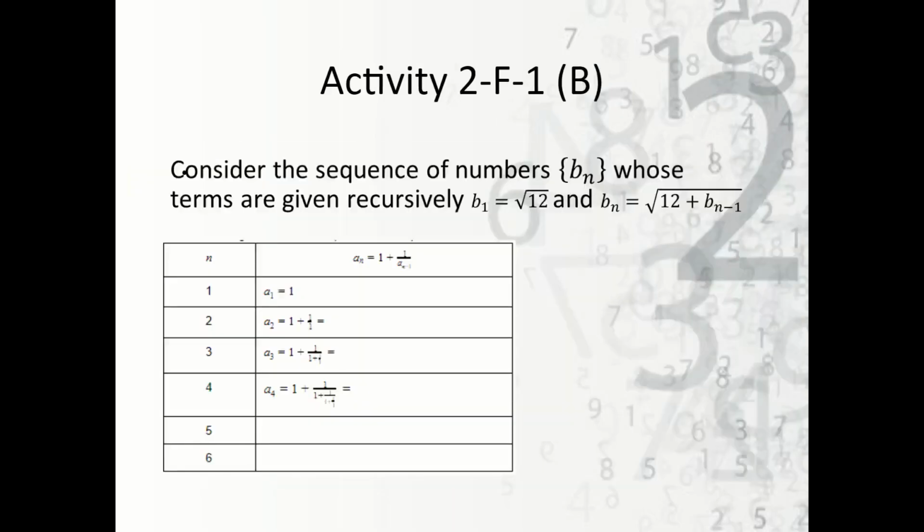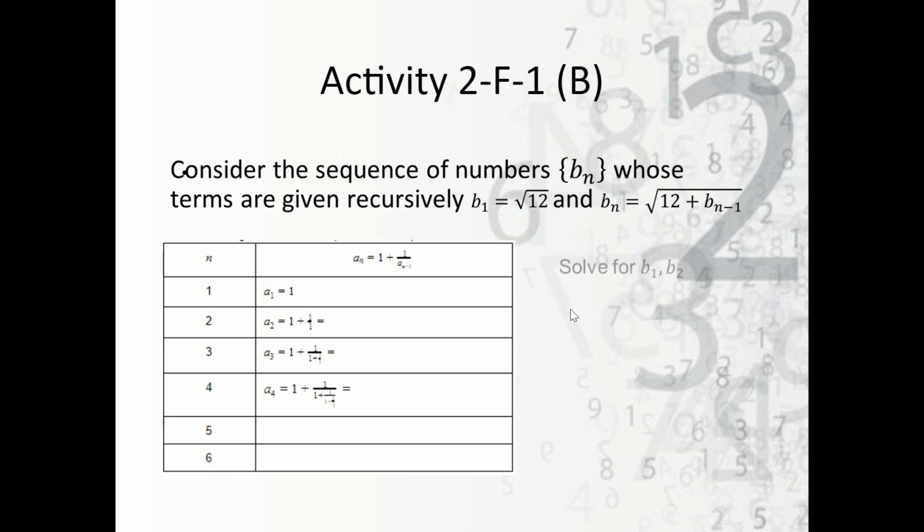Now let's take a look at part B of your activity. So we're now going to consider the sequence b sub n, where b1 is square root of 12 and bn is square root of 12 plus b sub n minus 1. And it follows this pattern here.